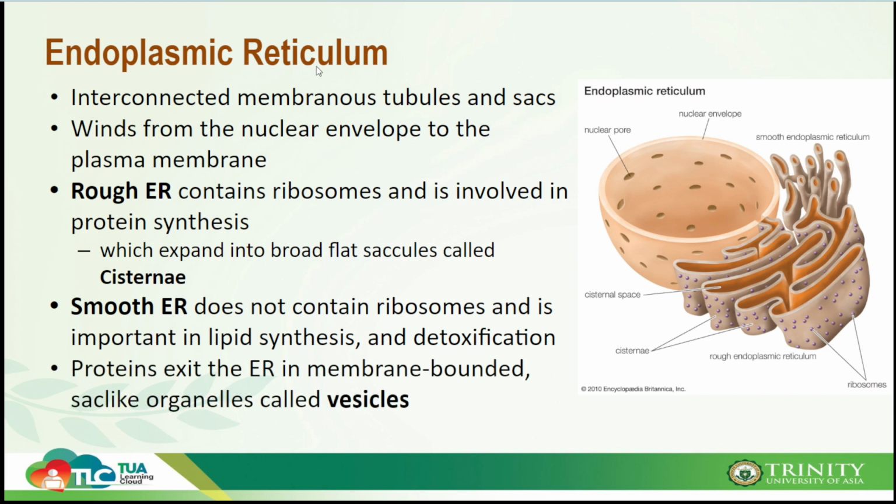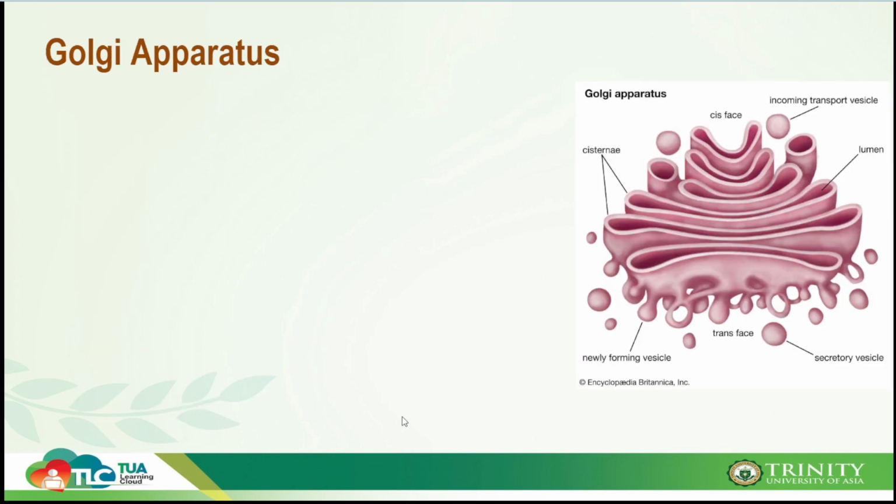So, afterwards, since we mentioned last time that protein synthesis happens here in the rough endoplasmic reticulum, once proteins are produced in the rough endoplasmic reticulum, they will be packaged inside sac-like organelles which are called vesicles. These vesicles will then be brought to the Golgi apparatus. So let's look at the picture first before we discuss the function.